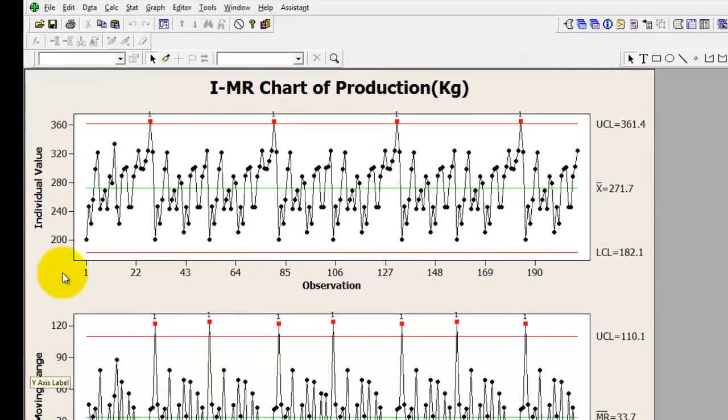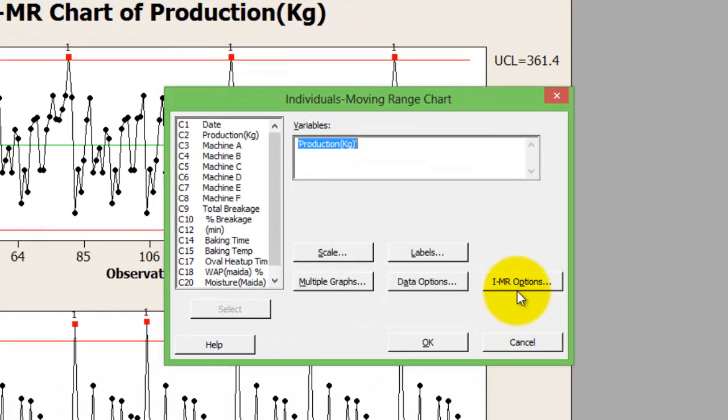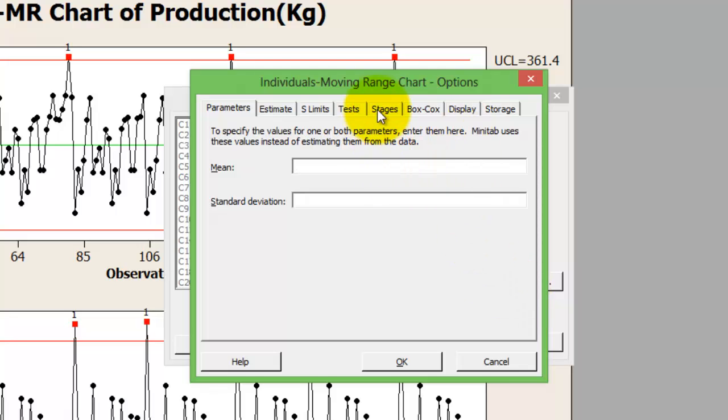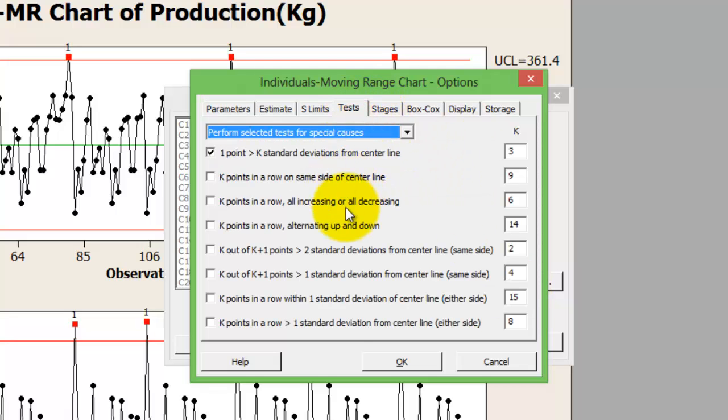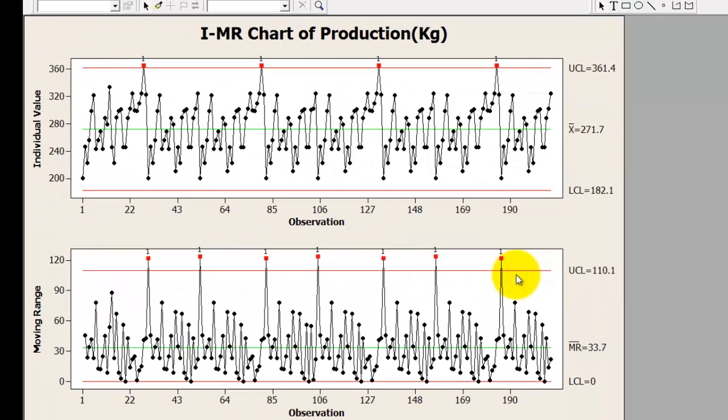In an IMR chart, if you were to add those 8 special tests, those special tests will lie under the IMR options. Click IMR options, go to tests, and it gives you the other possible tests that you may choose to add to your control chart. Let's say I would want to see if I have any trend in my data. So I've clicked K points in a row, all increasing or decreasing. Press OK. Press OK. It is now looking at trends also.